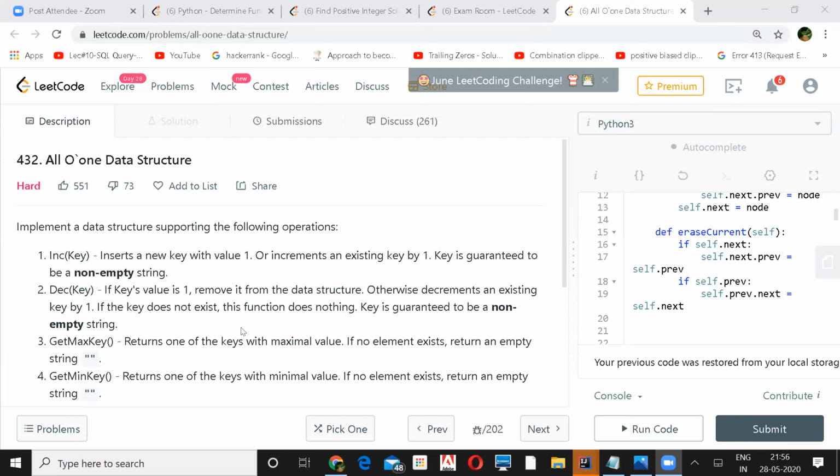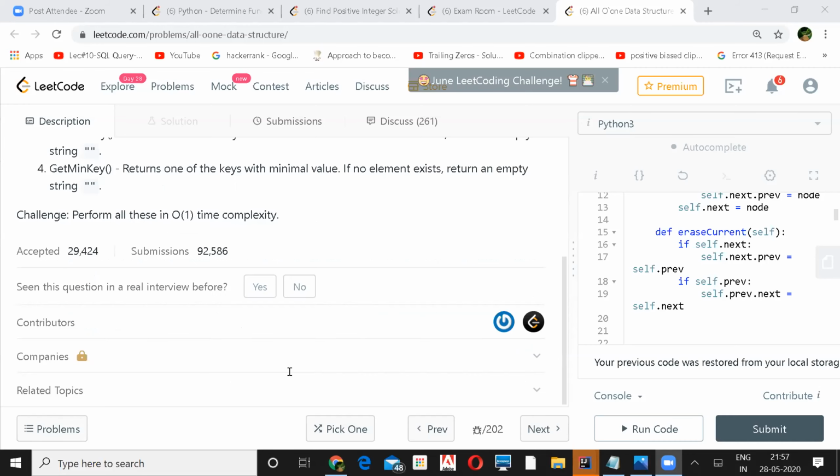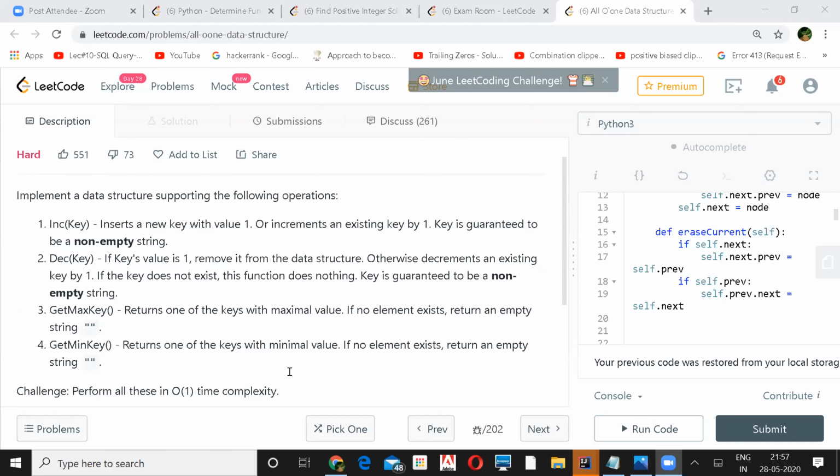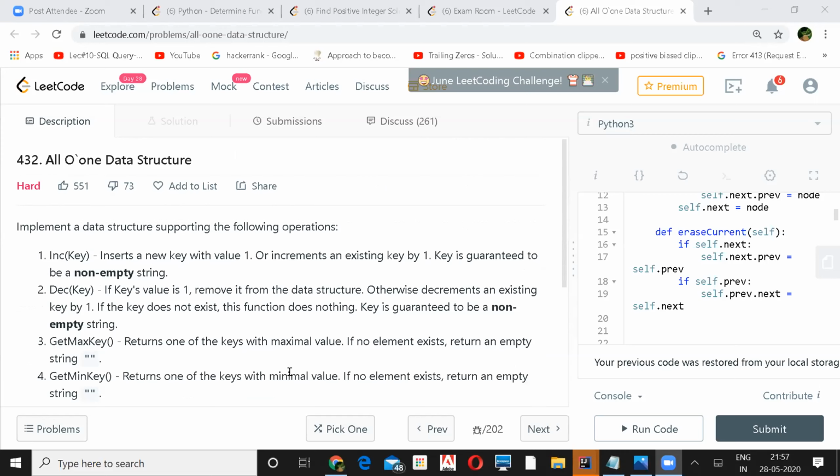Get max key returns one of the keys with maximal value. If no such element exists, return an empty string. Min key returns one of the keys with minimal value. If no such value exists, return an empty string. We need to implement all these in O(1) time complexity. So which kind of data structure should we use here?